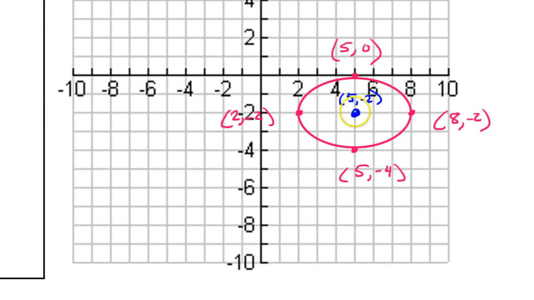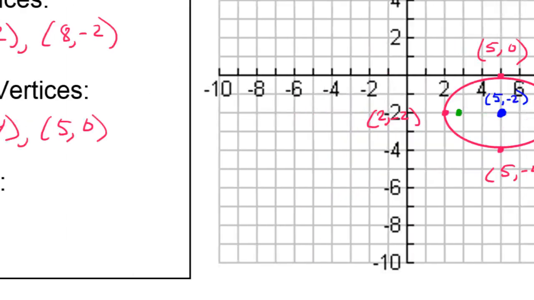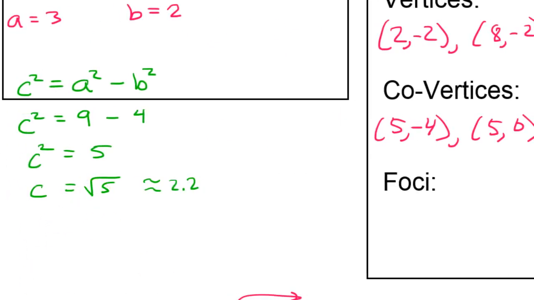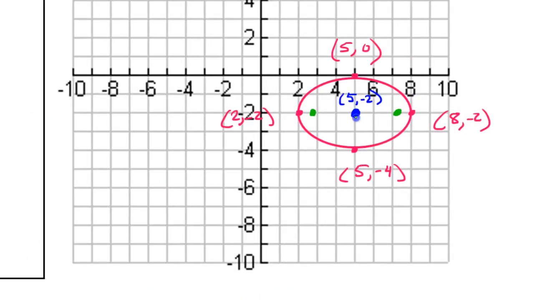So, using the 2.2, imagine going 2.2 to the right of the center and 2.2 to the left of the center. Okay, so I should have a focus here, and I should have a focus here. Now, what are the coordinates of those points? And I'm not going to use 2.2 now. I'm going to use radical 5. So, look what I did. I started at the center, and I went left 2.2, and I went right 2.2. But that 2.2 is really radical 5.